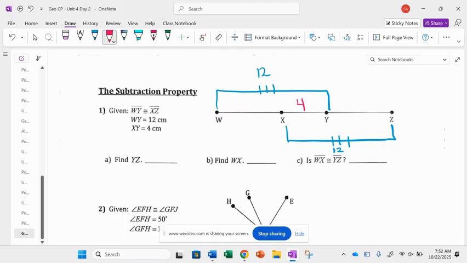Okay, so we now want to find YZ. Can someone tell me how long is segment YZ? What's the length of it? It's the length of just YZ.